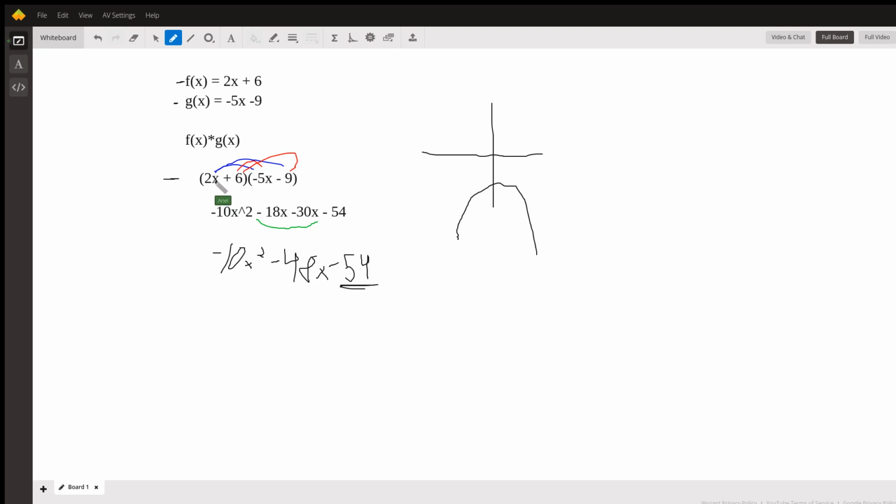So in parentheses, we have 2x plus 6 times negative 5x minus 9. And we multiply through for each of the terms. So you can see the blue lines that I have drawn here. We're going to multiply 2x by negative 5x, and then 2x times negative 9. Then again, we're going to go through each term, and we're going to multiply 6 by negative 5x and 6 times negative 9. And then once we do all four of those multiplications, our final answer is just all of those added up together.